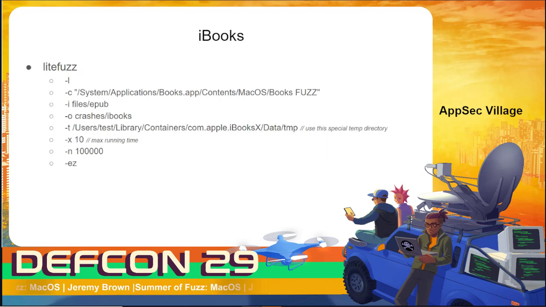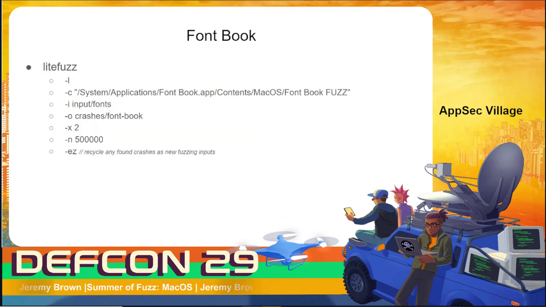Max running time, again, you're screaming, oh, that's going to take forever. Hey, we're fuzzing a GUI app. So yeah, there are some trade-offs to be made for GUI app fuzzing if you can't directly hit the harness. Number of iterations, and then easy, which we'll talk about soon. And then with FontBook, mostly the same thing, except FontBook doesn't need the special temp directory.